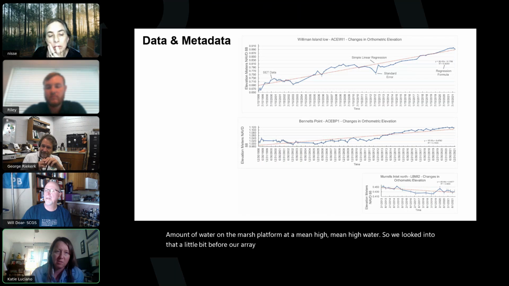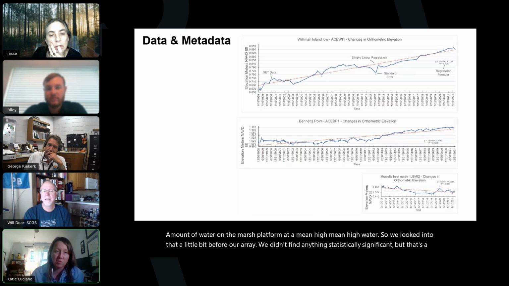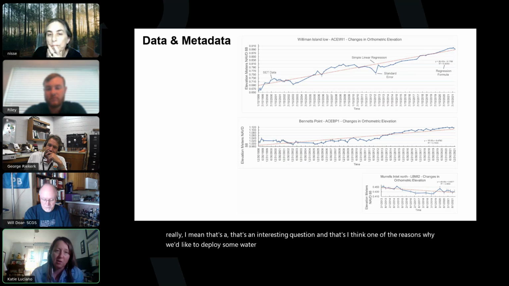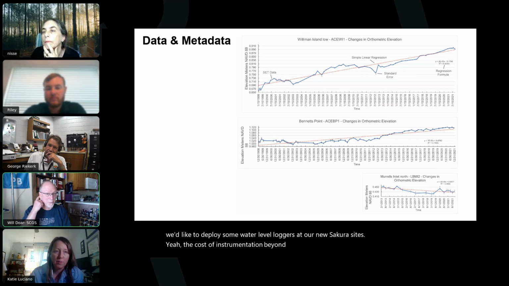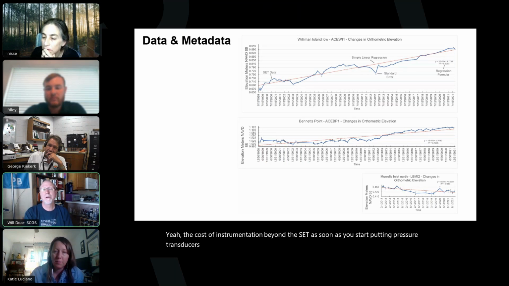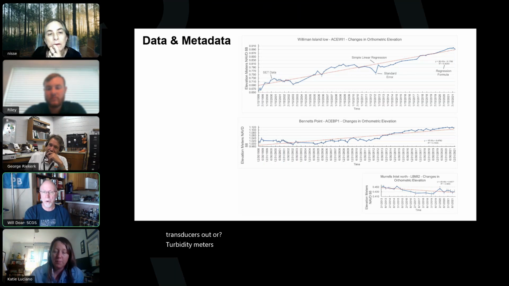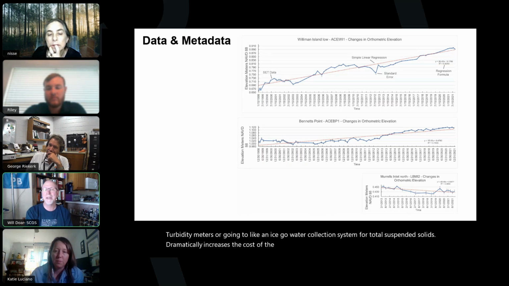We didn't find anything statistically significant, but that's an interesting question, and that's one of the reasons why we'd like to deploy some water level loggers at our new SECOORA sites. The cost of instrumentation beyond the SET, once you start putting out pressure transducers, or turbidity meters, or going to an ISCO water collection system for total suspended solids, dramatically increases the cost of the research. So not everybody can do it.